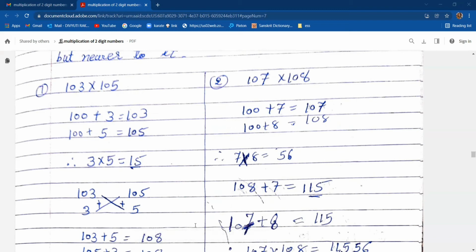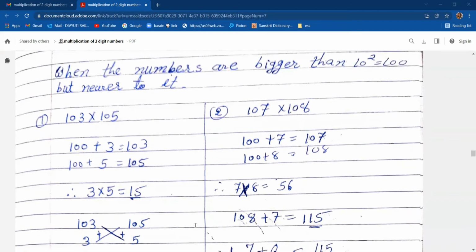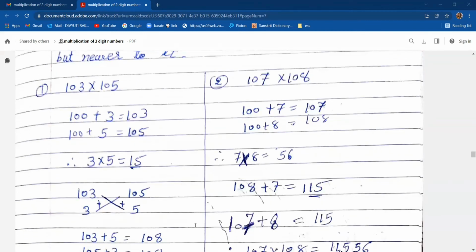totally opposite process you need to apply, which you have applied in the previous method. Here 107. So how will you get 107? By adding 7 into 100. So 7 is our required number, and 108 we are getting by adding 8 into 100. So 8 is the required number. Now multiplying 7 into 8, we are getting 56, and 108, here 7 and 8.